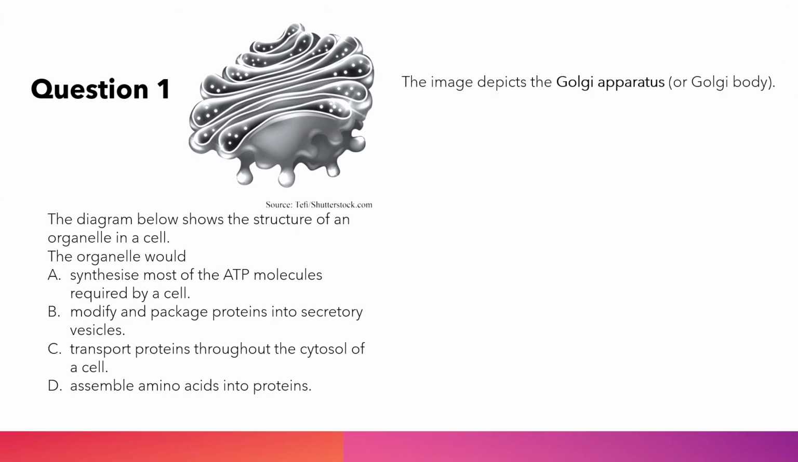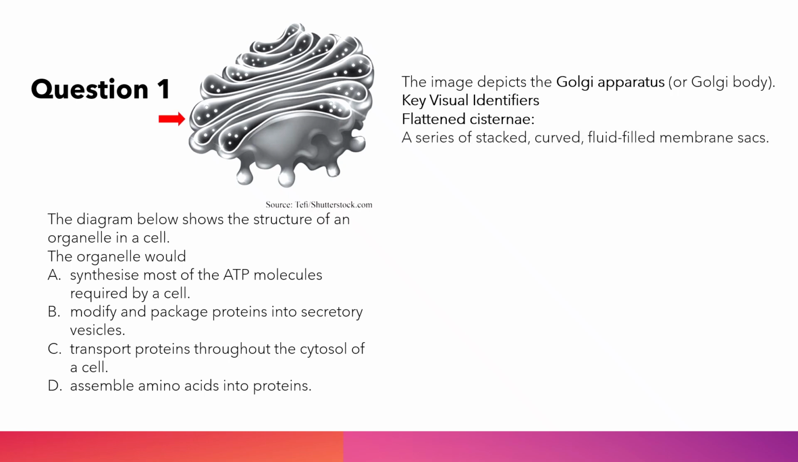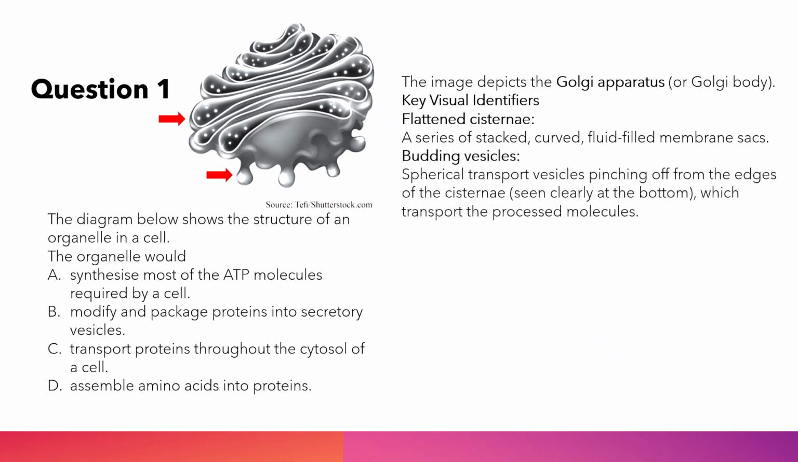Organelle identification. The image depicts the Golgi apparatus, or Golgi body. Key visual identifiers: flattened cisternae, a series of stacked, curved, fluid-filled membrane sacs. Budding vesicles, spherical transport vesicles pinching off from the edges of the cisternae, seen clearly at the bottom, which transport the processed molecules.